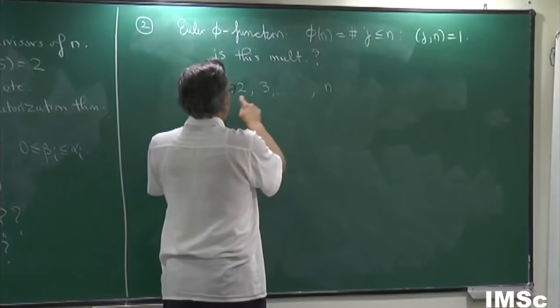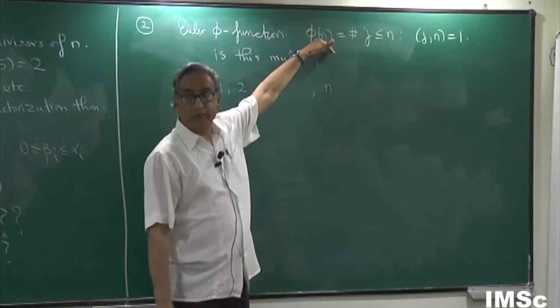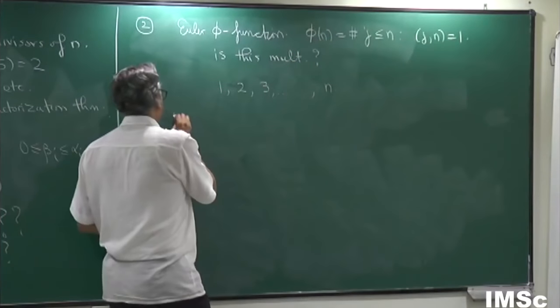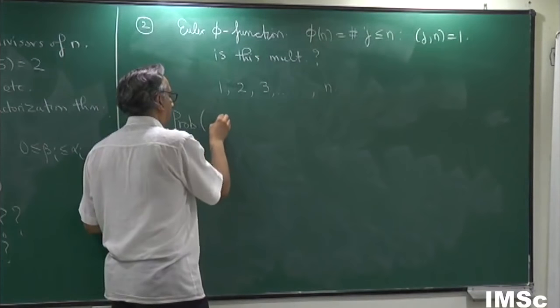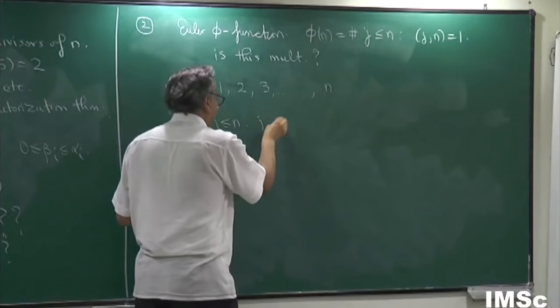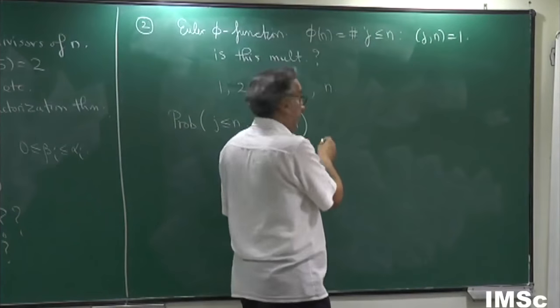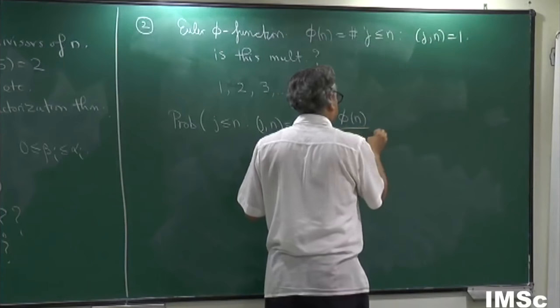So how many elements from 1 to n are co-prime to n by my definition? Phi of n. So the probability that a random number j less than n is co-prime to n is the number of such numbers divided by n, right? It's phi of n over n. So that's the probability.